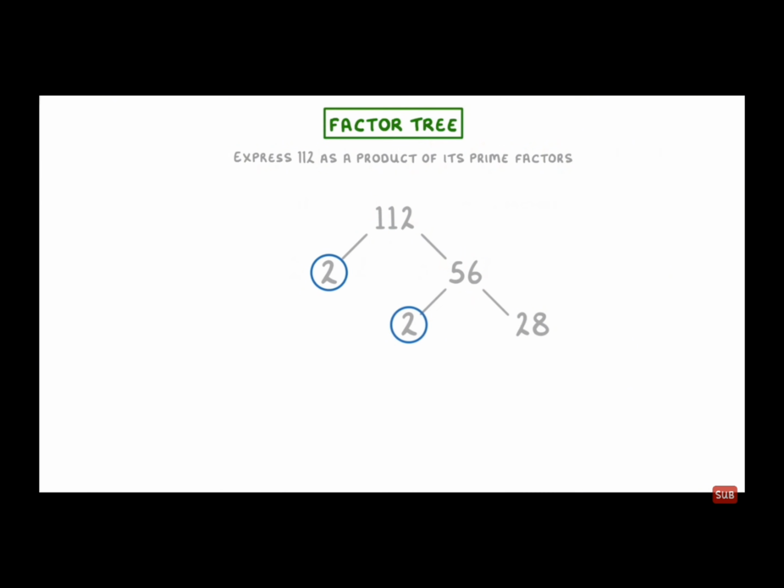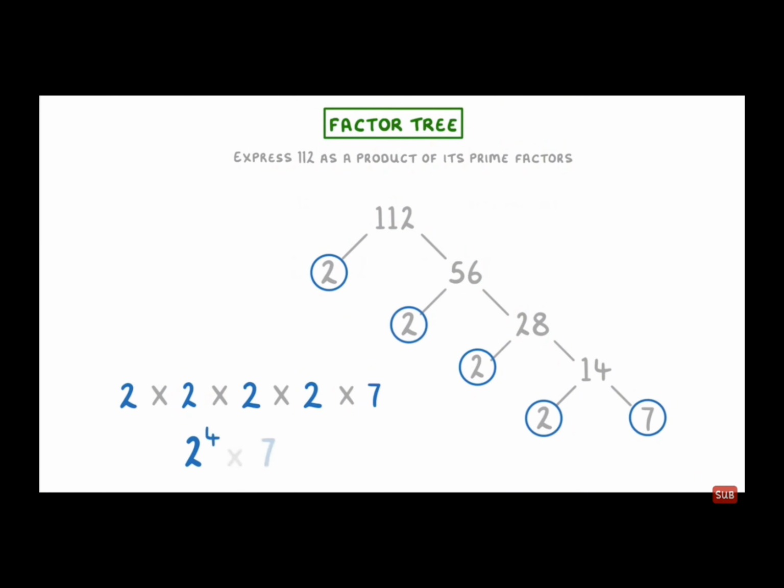Then the 28 can go into 2 and 14. And finally, the 14 can go into 2 and 7. So we can express 112 as 2 times 2 times 2 times 2 times 7. And then we can rewrite it as 2 to the power of 4 times 7.